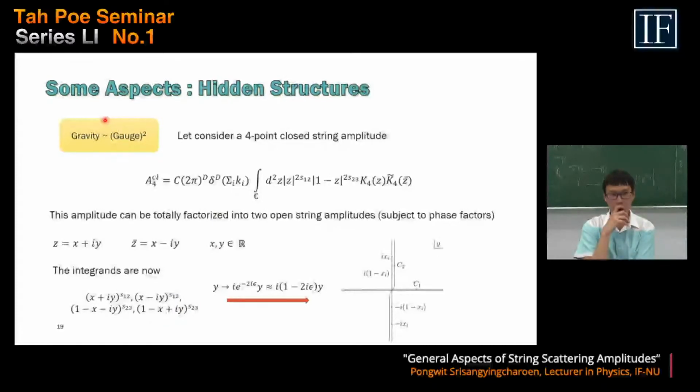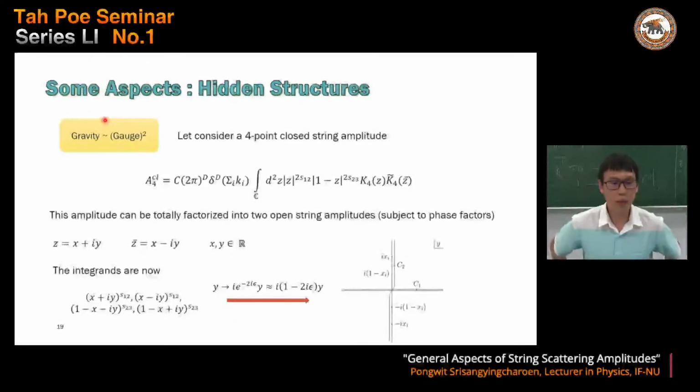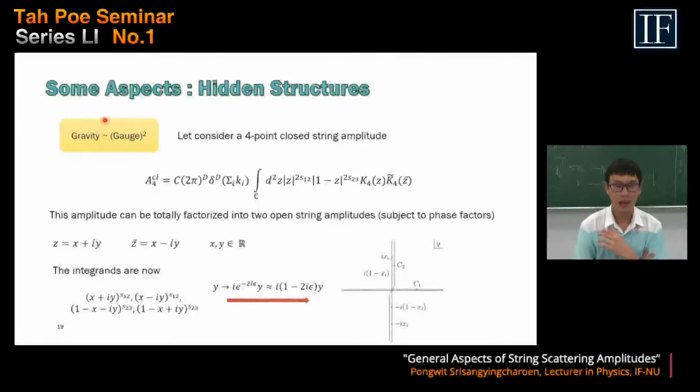So to prove this, it has been proved by consideration of the closed string amplitude, and I will not show you how to derive it in general, but only for the first non-trivial case, which is the 4-point amplitude. The trivial case would be 3-point, but the 3-point amplitude is basically constant.